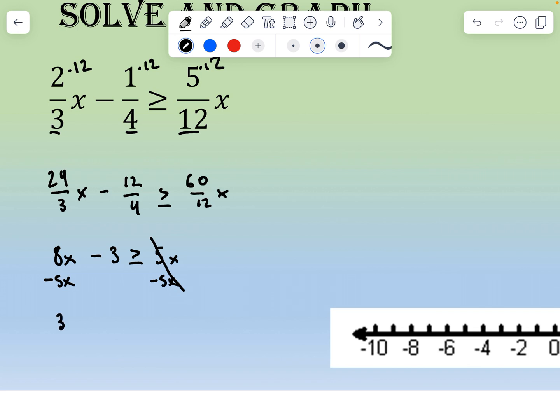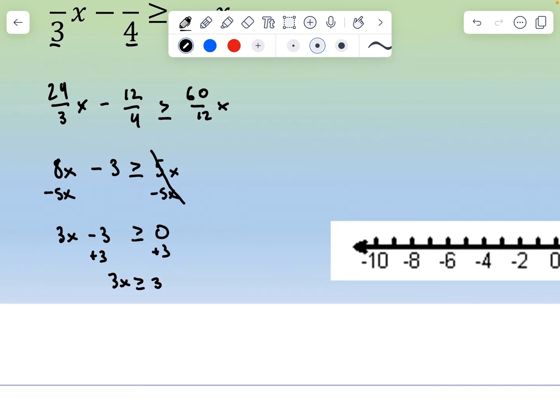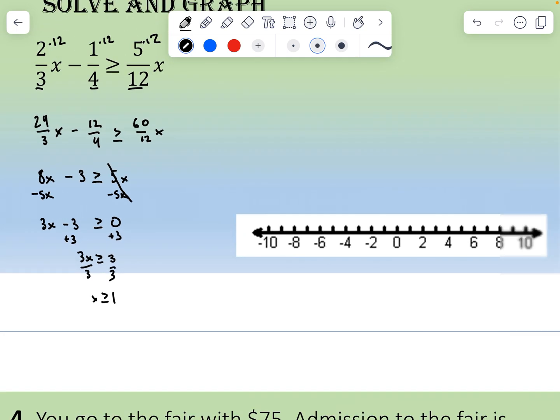I'll get 3x minus 3 is greater than or equal to, what do we put? Well, if we canceled it by adding or subtraction, we're going to get 0. So then I just need to get x alone. I'll add 3. Get 3x is greater than or equal to 3. Divide by 3 to get x is greater than or equal to 1.